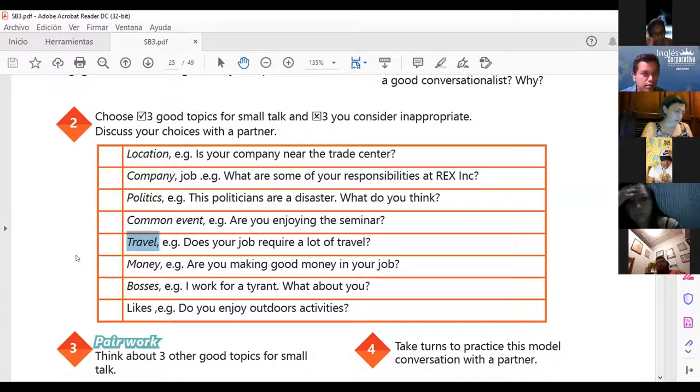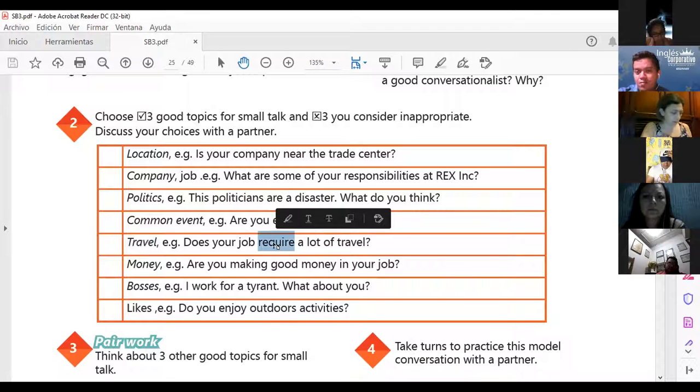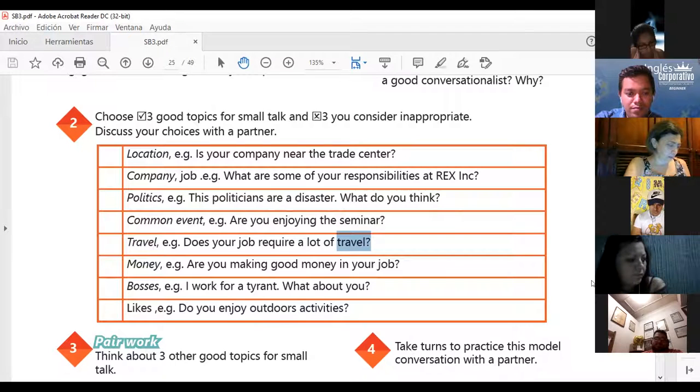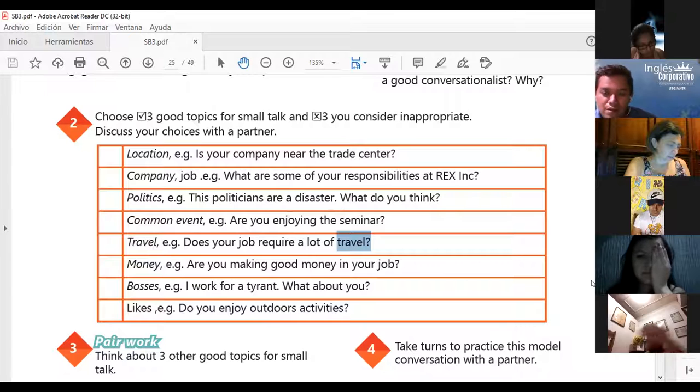So let's see who can help me out with that. Salvador, read that one, please. Does your job give you a lot of travel? Okay. Does your job require a lot of travel? A lot of travel. Thank you, Salvador. I can ask that question to, let's see, William. William, does your job require a lot of travel? In your job, do you need to travel, William?